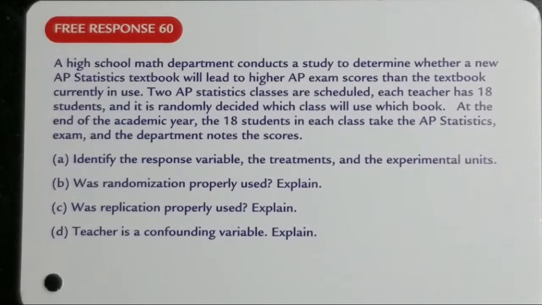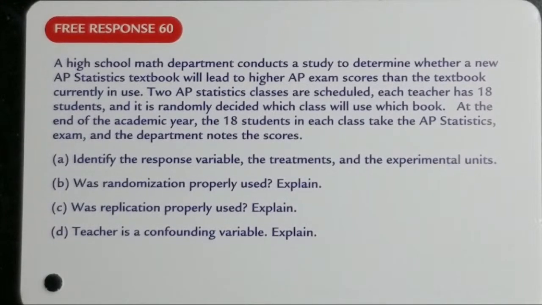Why is there a comma there? Whatever. And the department notes the scores. Okay. Identify the response variable, the treatments, and the experimental units. Now, response variable is whatever you're measuring in the end. Whatever result that you're going to be documenting. And that is going to be the scores on the AP Stat exam.